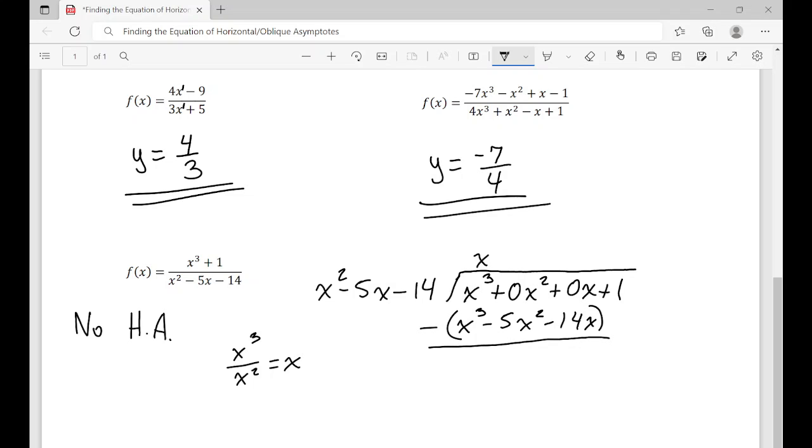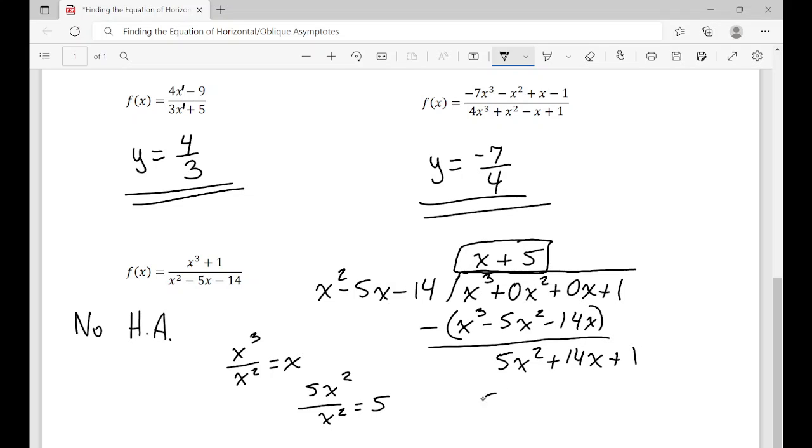Subtract, and we're going to get positive 5x² plus 14x plus 1. And do it one more time. 5x² over x² is going to give us 5. And now we can go again and do the plus 5 distributed over, but we really don't need to because the rest of it's irrelevant. We only need this part here. So once we get to this part, we're done.